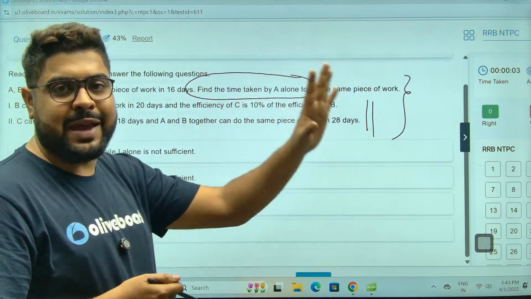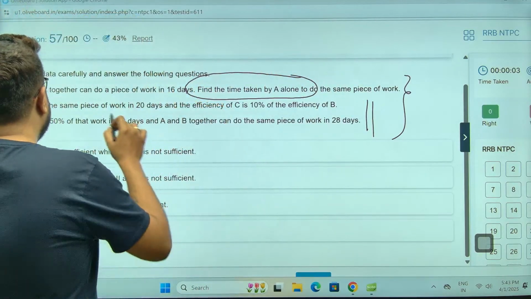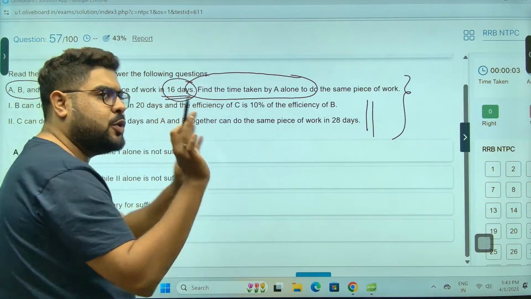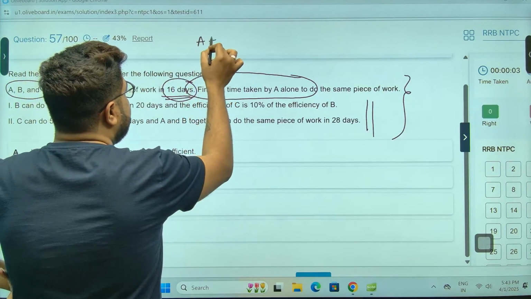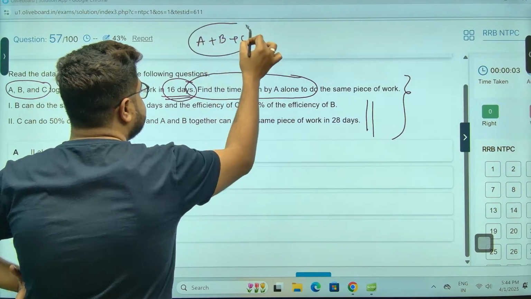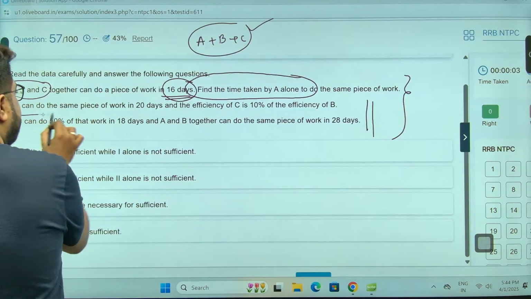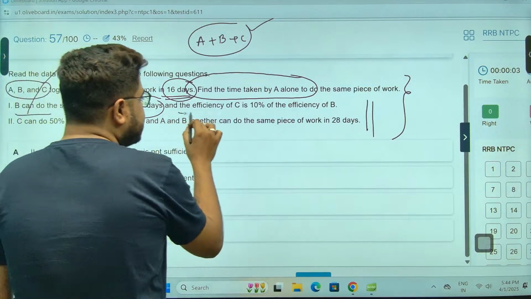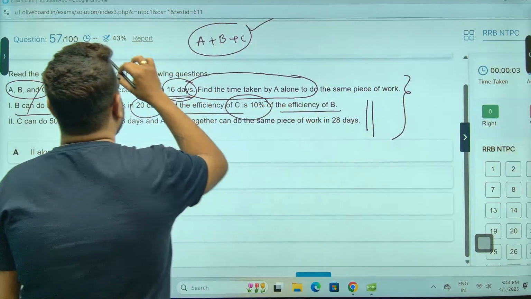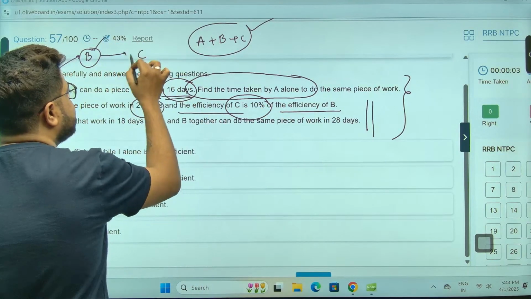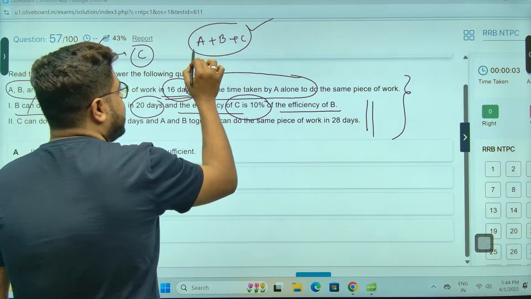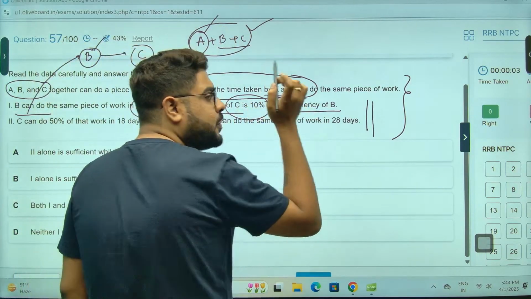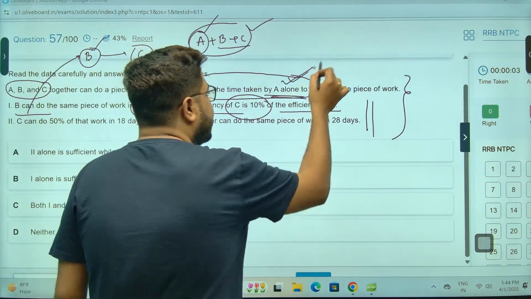Whether we can make equations out of this. Let's see, sir. A plus B plus C can do it in this many days. Meaning, if I know time, that means I know efficiency. I know the A plus B plus C efficiency. Now, B can do it in some days, meaning I now know B's efficiency. C's efficiency is 10% of that. So if I know B, then from this equation I know C as well. And if I subtract B and C from this equation, I'll get the efficiency of A. That means if I know the efficiency of A, I can figure out in how many days it can be done.